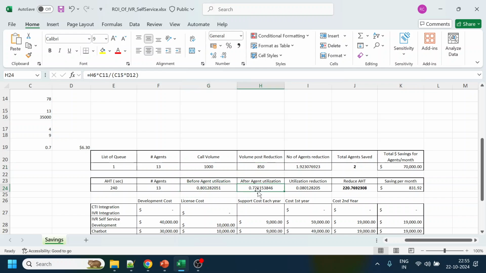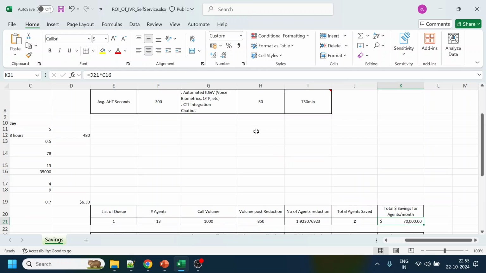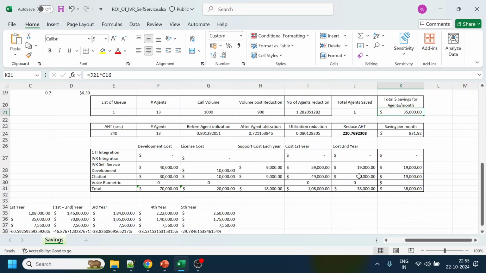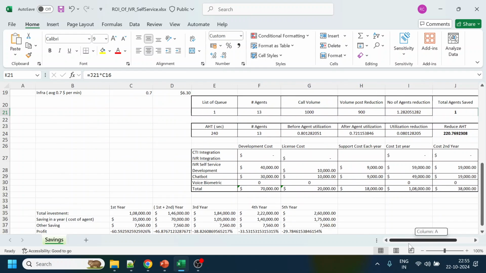Did we miss something? No. Okay, so now if I introduce 50 calls getting deflected over there, you can see it's saving two agents. If I do a zero, it's still one, right? So that's a bigger chunk of solution value over there.